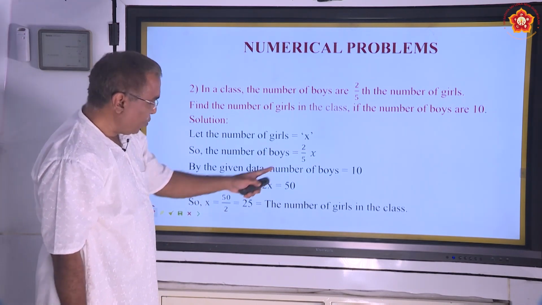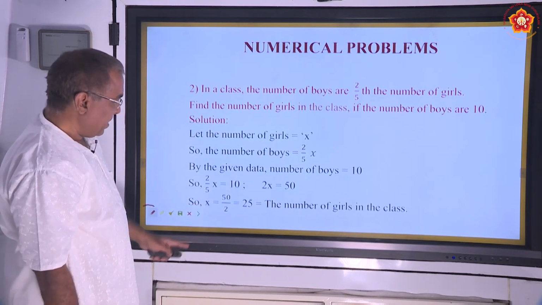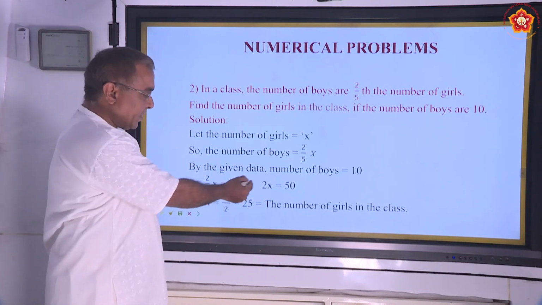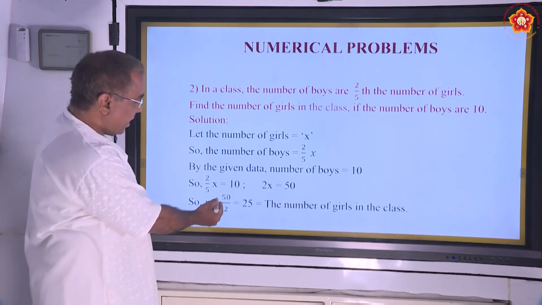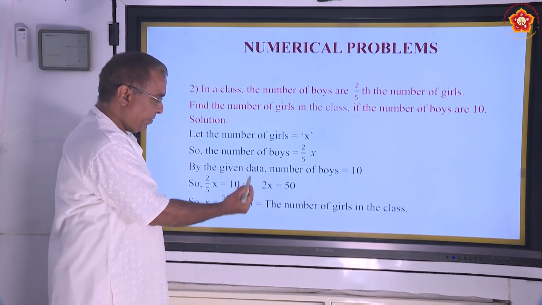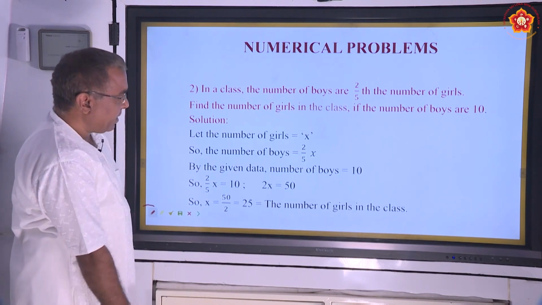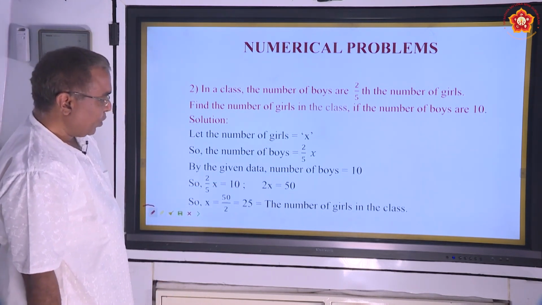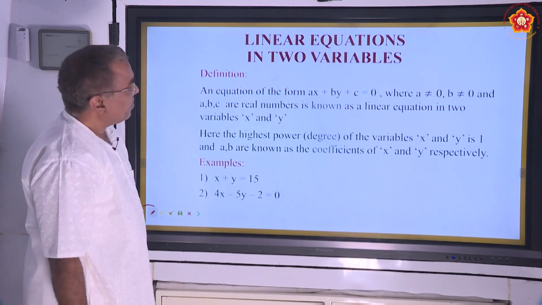Equating both, we have 2/5 of x equals 10, cross multiplying we have 5 into 10, 50, equals 2x. So, that implies x equals 50 by 2 equals 25. But what did we take x to be? It is the number of girls. So, the number of girls in the class is going to be 25.